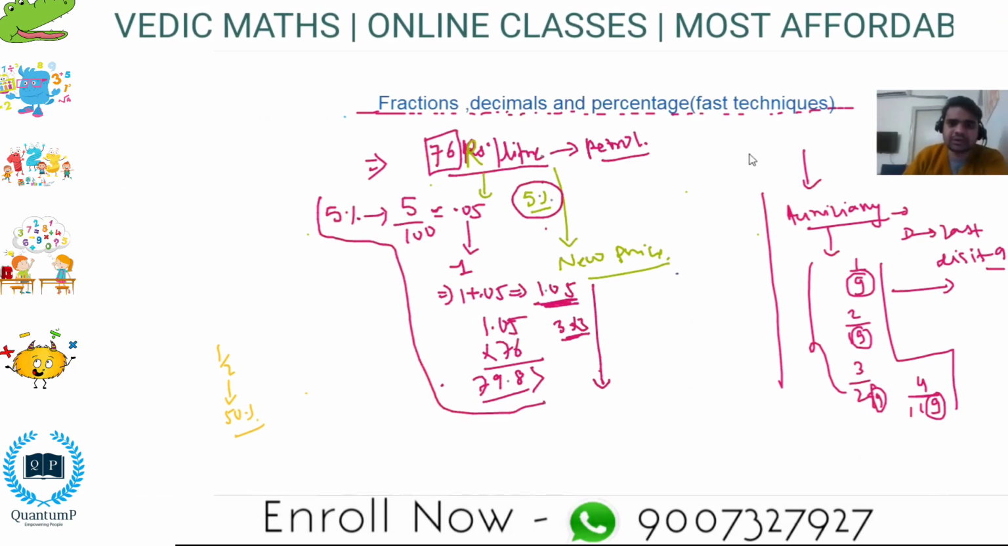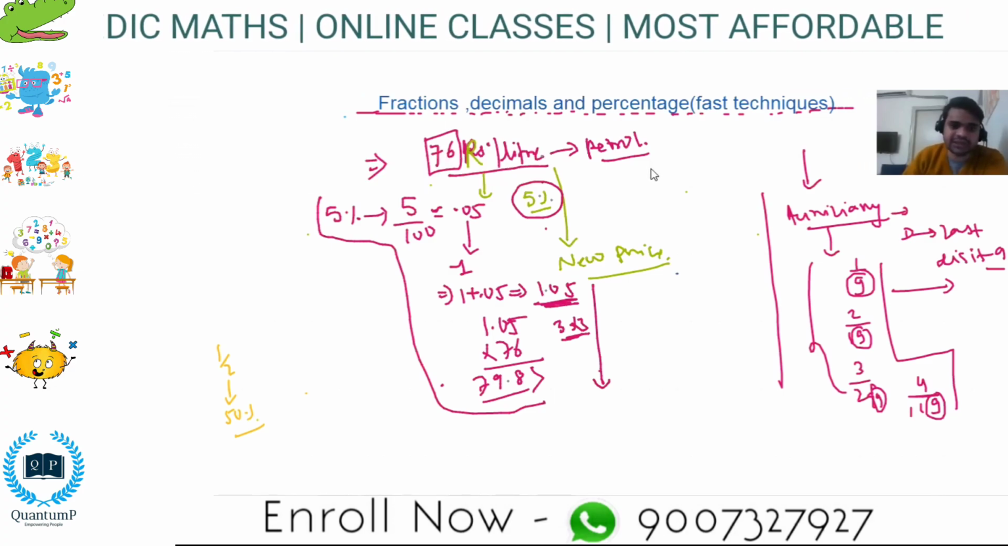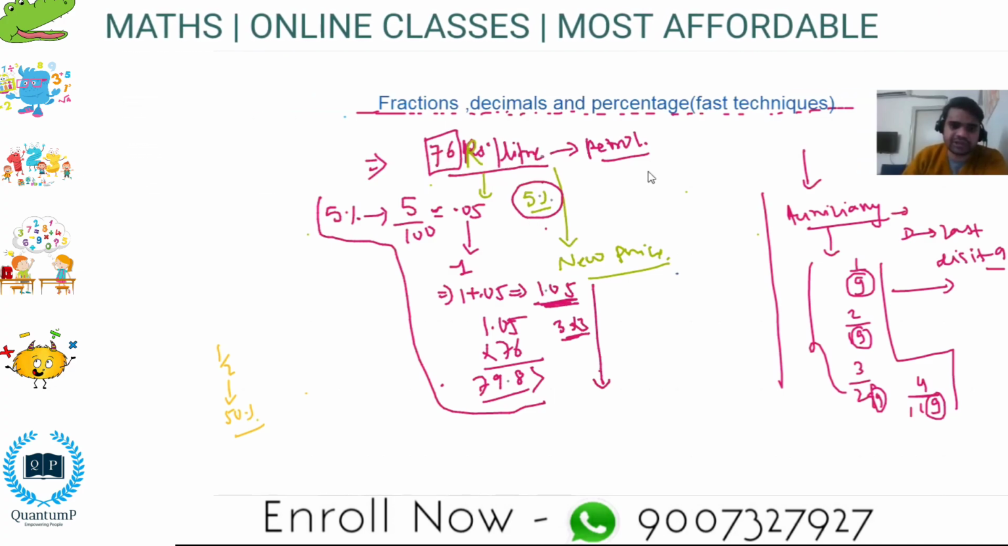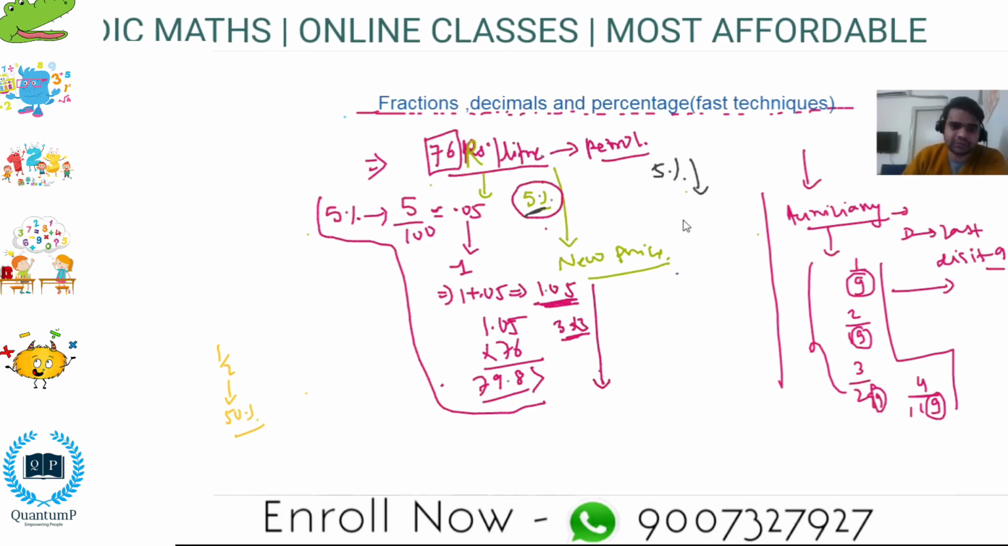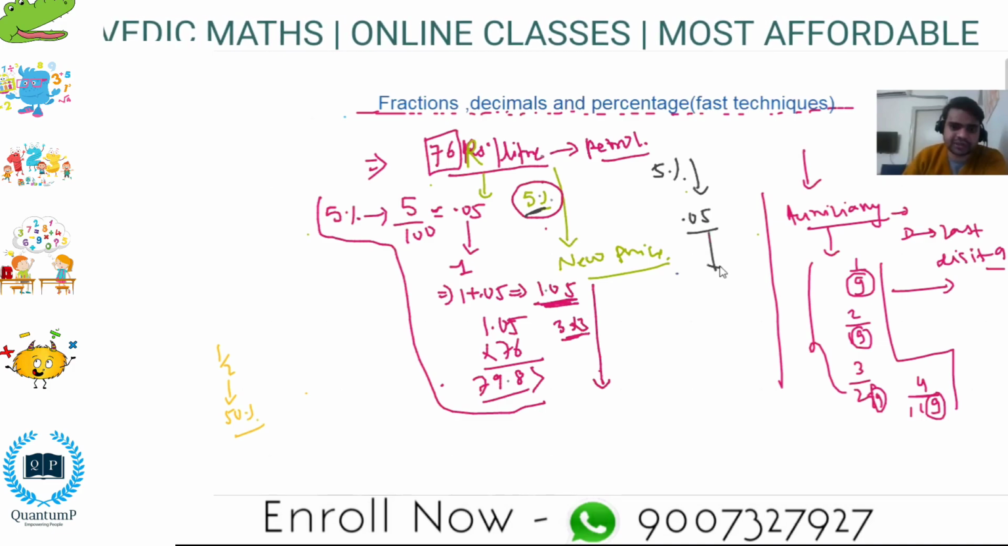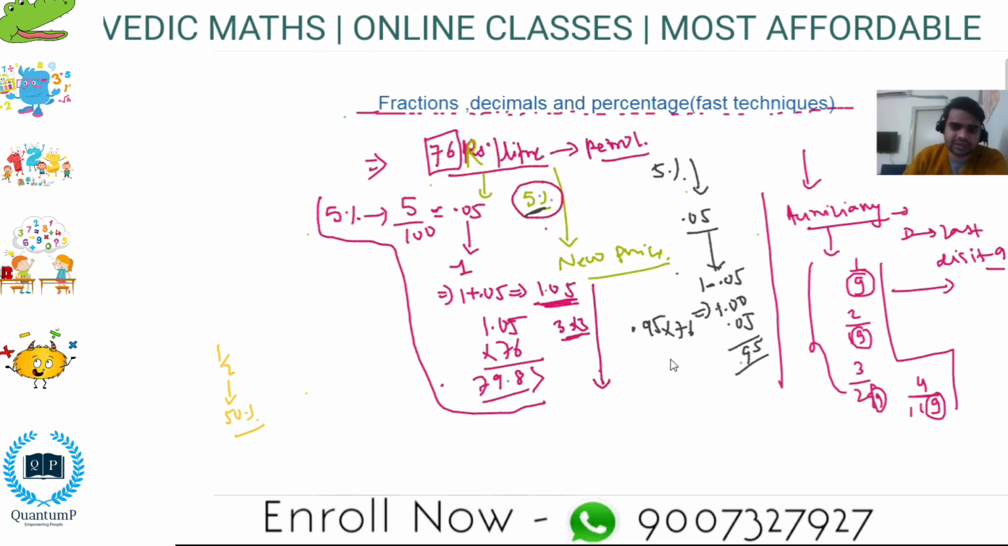Okay, think about the scenario where the price is decreasing, right? Like suppose instead of increasing, it is decreasing by 5%. So what you'll do, this 0.05 will be subtracted from 1, so 1 minus 0.05 will give you how much? 0.95, right? This 0.95 will be multiplied with 76, and whatever value comes, you can do by vertical crosswise. You can see I'm just doing it here.